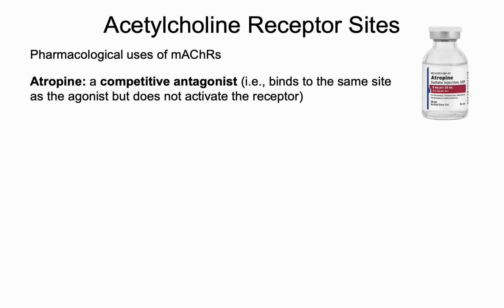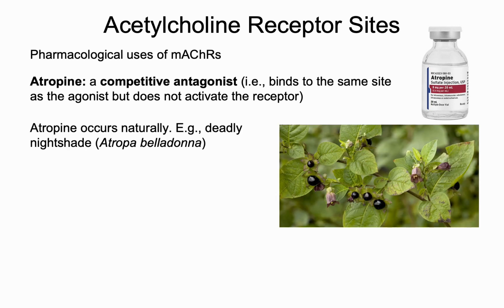Atropine. This is a chemical that's found naturally in a handful of different plant species, including deadly nightshade, which is a common name that a lot of people have heard before. And it's from the plant Atropa belladonna. Atropa is the genus name. You can see here that atropine was named after the genus for the plant that it was extracted from.